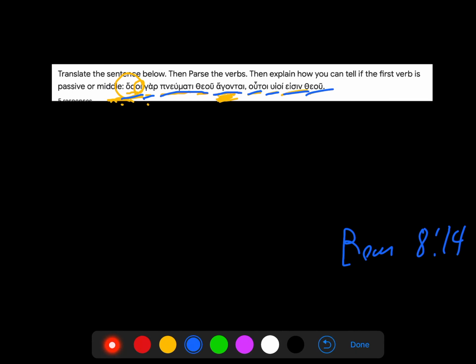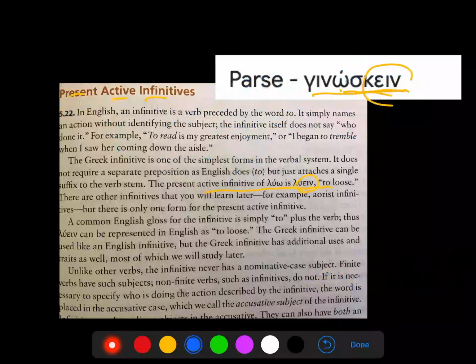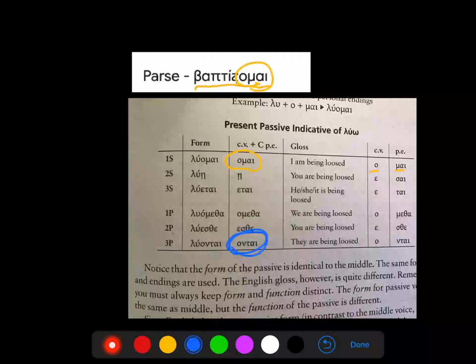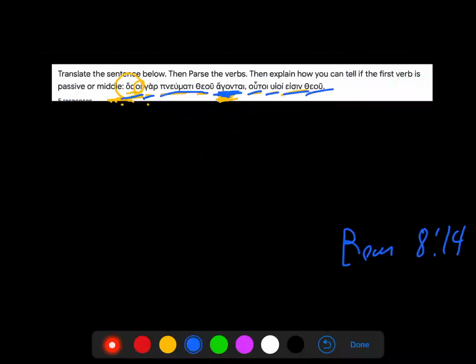Okay, and we have a passive verb, well, a middle passive, and we need to decide if it's going to be middle or if it's going to be passive. We have that ontai ending right here, third person plural, which is what we have to have given the subject. But the question is, this subject, the "as many as," is that doing the action, or is the action being done to that? And that's what we have to decide.